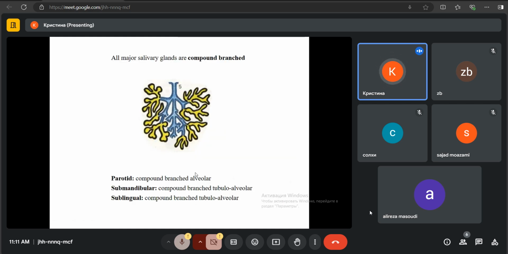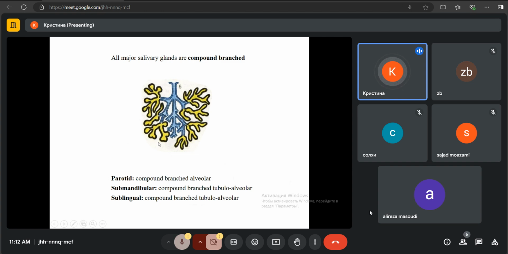All major salivary glands are compound and branched. Compound means that their excretory ducts are branching, and the second word, branched, means that several secretory portions lead to one duct. But the difference is in the shape of the secretory portion. The parotid glands are compound branched alveolar.